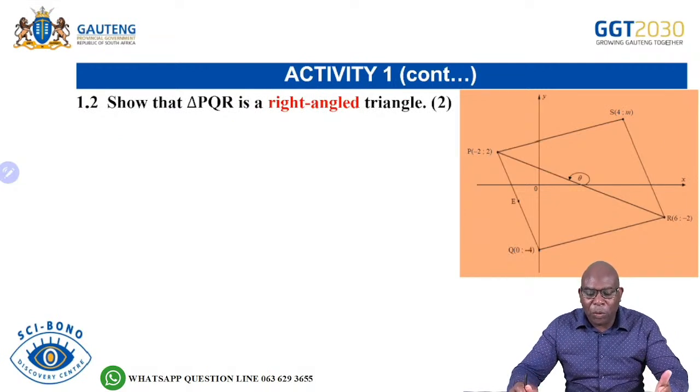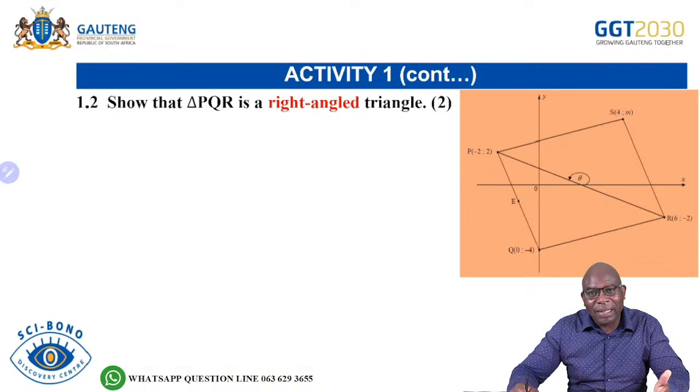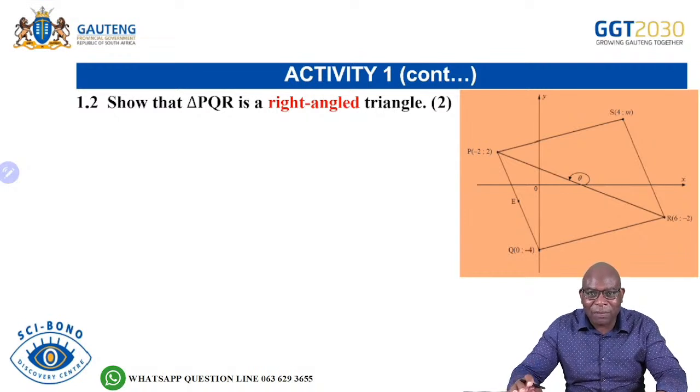Show that PQR is a right angle triangle. And these are some of the questions that really, and I know most of us, when you do this question, you write a lot of stuff there, and at the end you just say, therefore, PQR is a right angle. We don't mark that part that says it's a right angle triangle.